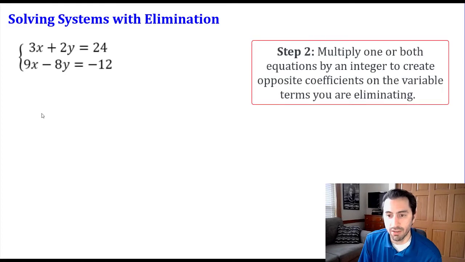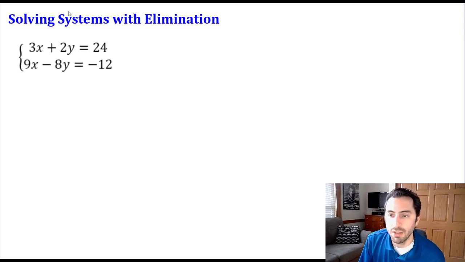Now, after I choose x, the next thing I need to do is set up opposite coefficients. That means when I combine these equations together, since the x's will have opposite coefficients, they'll cancel each other out. They'll be eliminated. Taking a look here, the two coefficients I have on my x's are a positive 3 and a positive 9. I want those to be opposites. So I'm going to take this first equation and multiply this entire equation by negative 3.